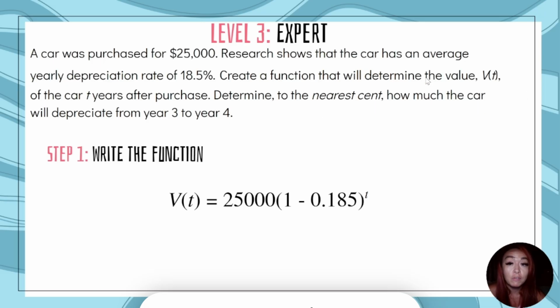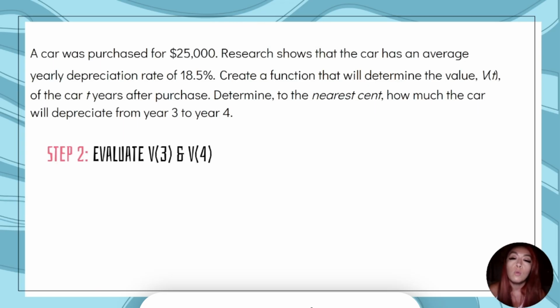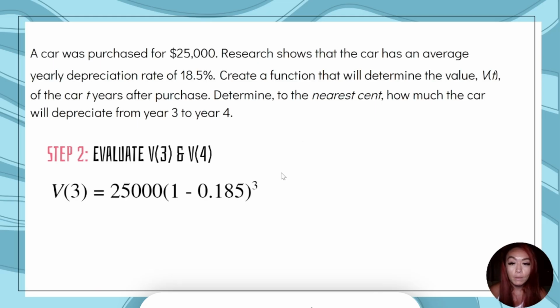Create a function v of t. Now we have to move on to the next part. So we'll have to evaluate v of 3 and v of 4 separately. So substituting 3 in for t, we get v of 3 equals 25,000 times the difference of 1 and 0.185 to the power of 3. Just put that right into your calculator. And to the nearest cent, right, you should do the rounding now, not at the end. To the nearest cent, you'll get 13,533.58.